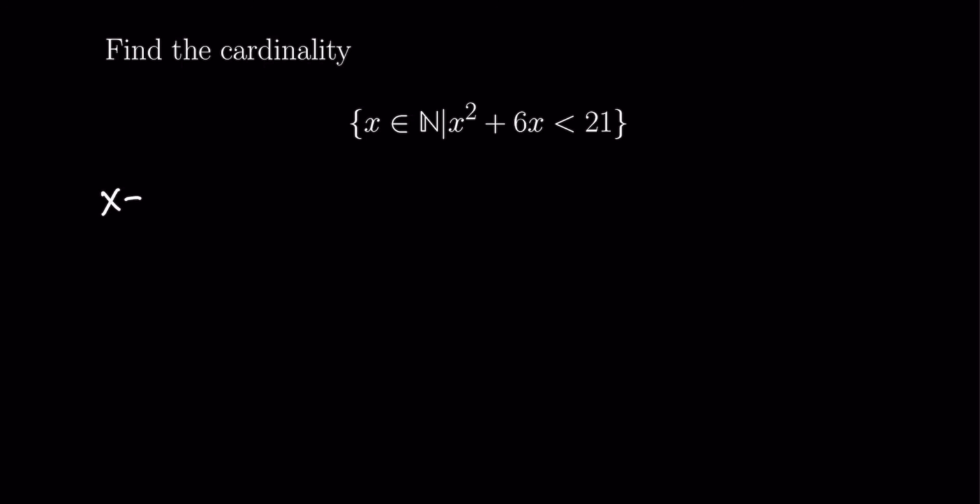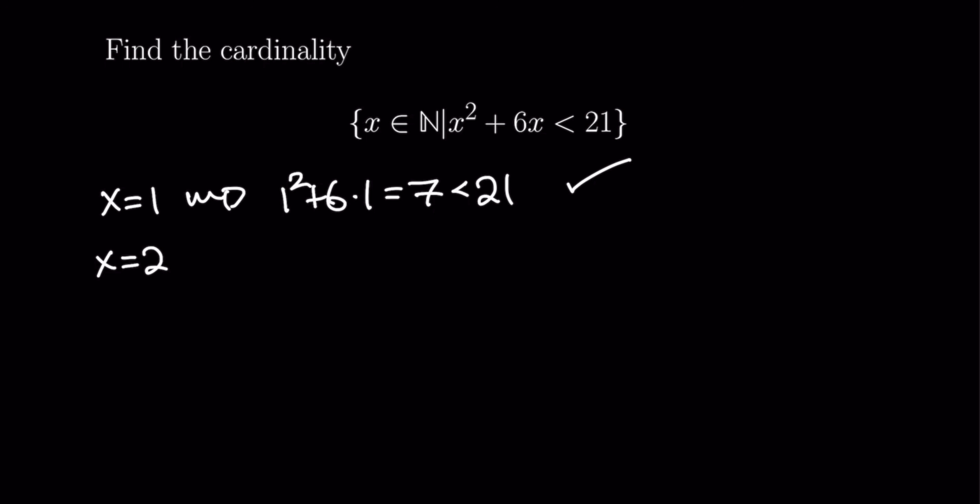So let's check x equals 1. If you plug x equals 1 into this, you'll get 1 squared plus 6 times 1. That's equal to 7. That's less than 21, so yes, that is in our set. Now let's look at x equals 2. That'll give us 2 squared plus 6 times 2. Well, that'll be 4 plus 12. That'll be 16. That's less than 21, so yes, 2 is also in our set.